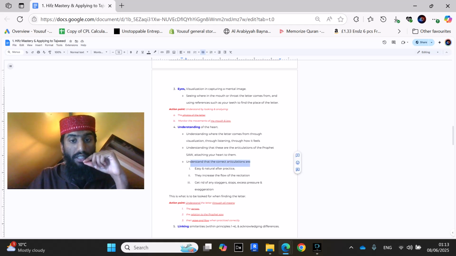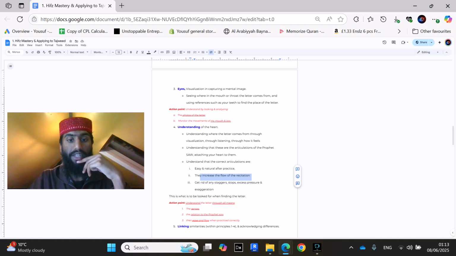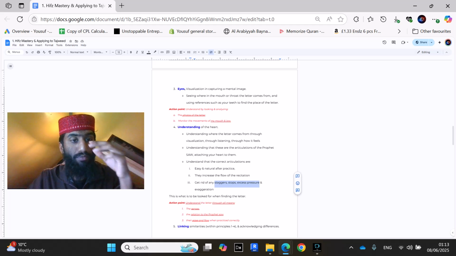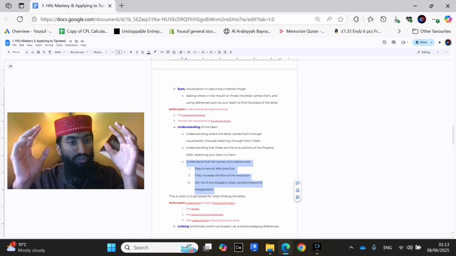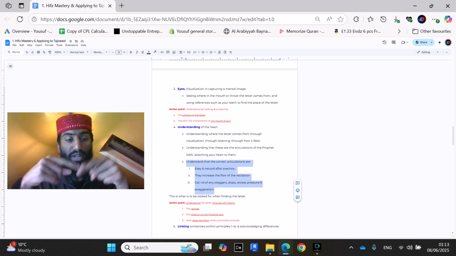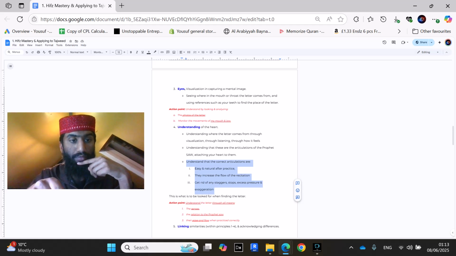Understand that the correct articulations are also easy and natural after practice, and that they increase the flow of recitation and make it easy to flow. And it gets rid of any staggering or stops, or any excess pressure, or any exaggerations. Understanding these points will help you to know what you're doing correctly and what you're doing wrong. So when you're practicing, this will help you a lot.